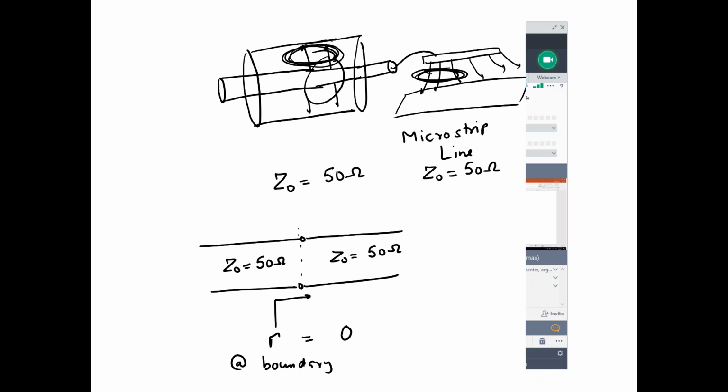The reflections would be minimized when you make the characteristic impedance equal, but it won't be zero. There would still be some reflections left. And that would be because the electromagnetic field confinement is not exactly the same. So I'm going from one field confinement to another different field confinement. They're not going to match with each other. Some of that electromagnetic field is going to be thrown back at me.